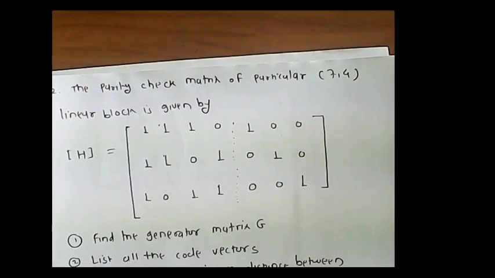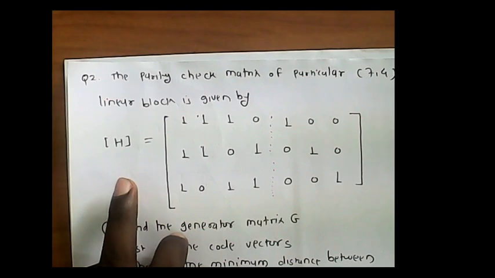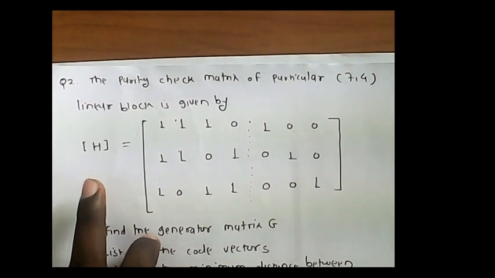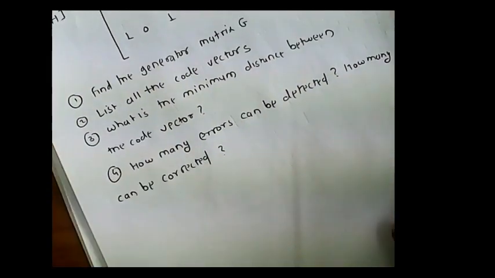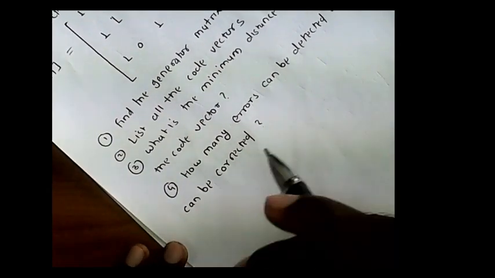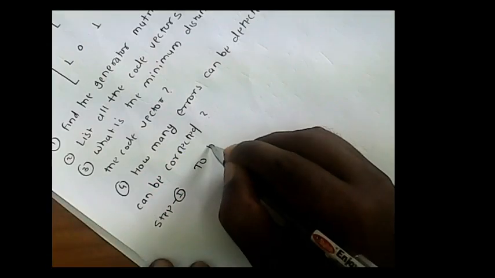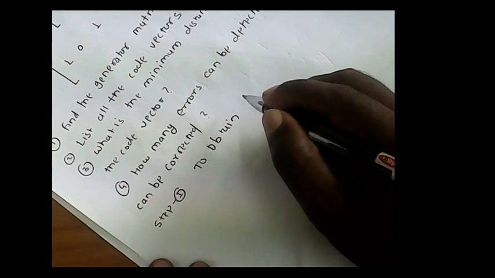So what is given? Here in this example, the parity check matrix is given, of dimension 7 by 4. The linear block code is given here. So step 1, to obtain the parity matrix. We go to the solution. Step 1, to obtain the transpose of the parity matrix.